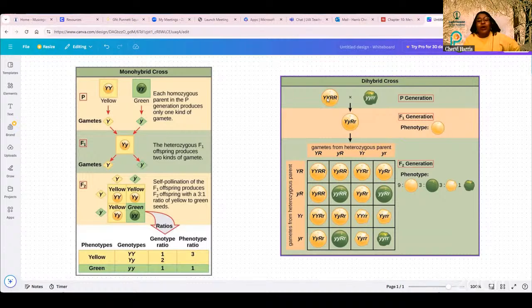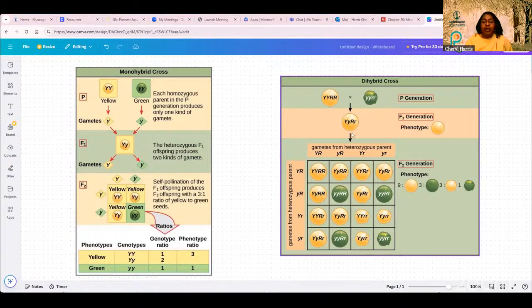All right, so again, if you have a pure parent, this one is yellow and round, and they're both dominant, and this one is green and wrinkled, and they're both recessive, then the only possibility for your offspring is to be heterozygous, yellow, and round, but you're carrying those recessive genes for green and wrinkled.